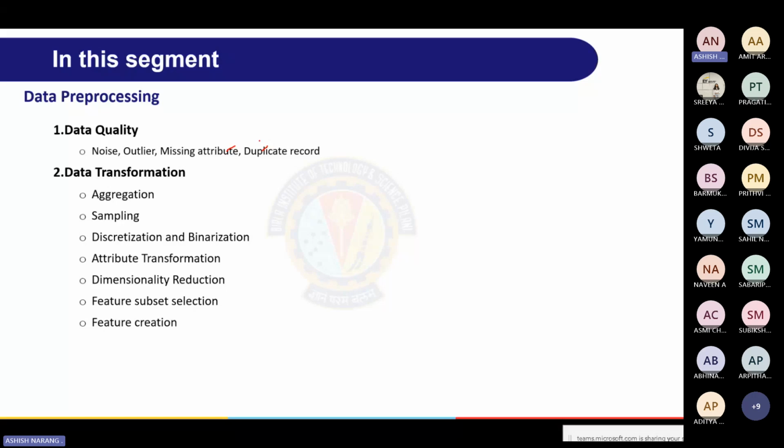Some of these terms we have already covered. Dimensionality reduction, I just spoke about that. Feature creation, feature subset selection, we have spoken about that, but I'll just quickly iterate over each and every aspect, right?